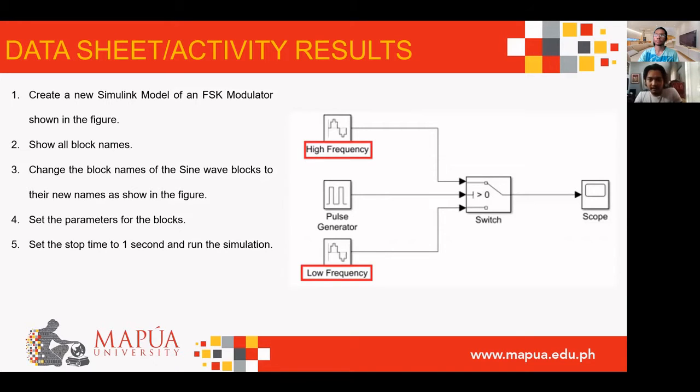Moving on to the datasheets and activity results. For the procedures for this activity, for the first part, we need to first create a new Simulink model of an FSK modulator as shown in the figure on the right side. Then the second step is we will show all the block names. Then the third step, we need to change the block names of the sine wave blocks to their new names as shown in the figure, which are the high frequency on the top and the low frequency on the bottom. Then after setting the given parameters for the blocks, we will set the stop time to 1 second and run the simulation. And the output results will be discussed later on the following slides.